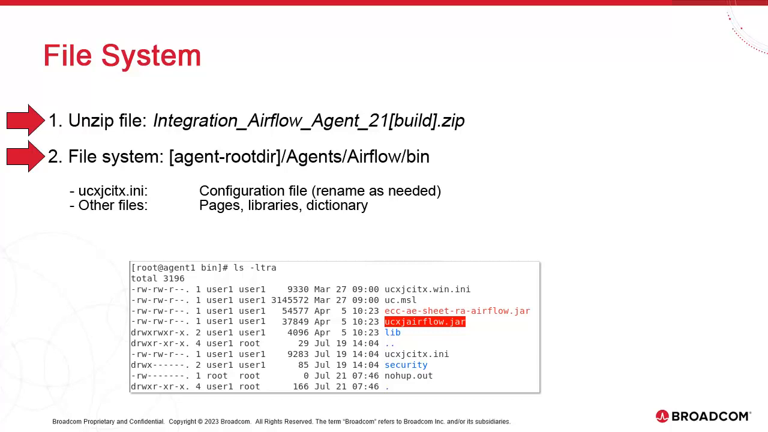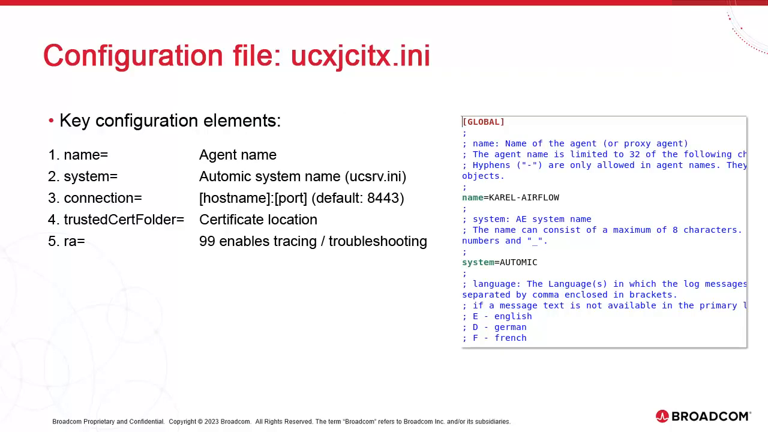You find 2 INI files, ucxj-citx.win or .unix. Based on the platform, rename the INI and remove Win or Unix. The other files contain interface elements, libraries, or the dictionary. They can be ignored. Let's consider ucxj-citx.ini. Like all other agents INIs, it contains config values.